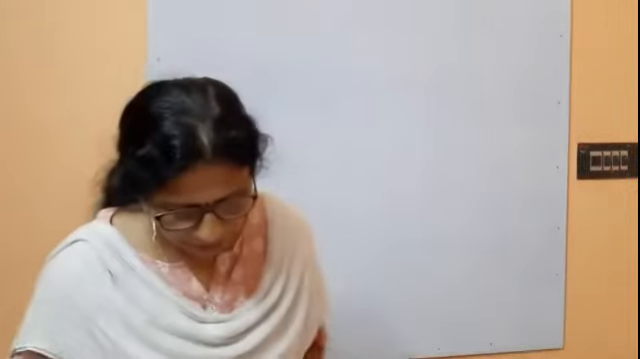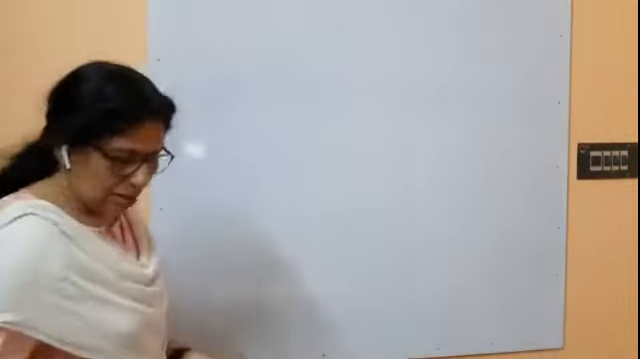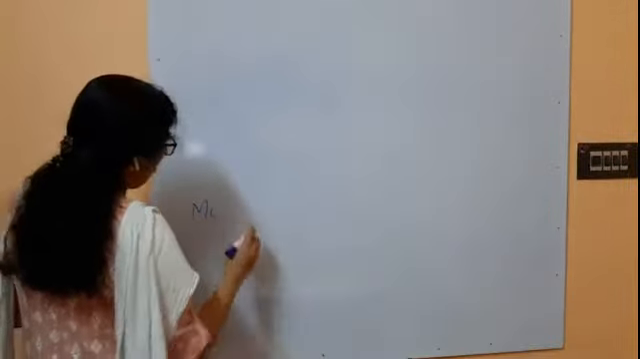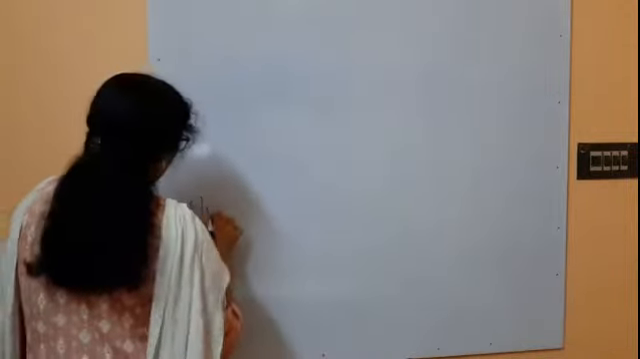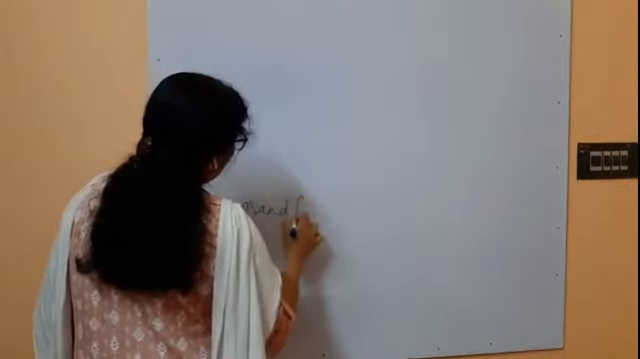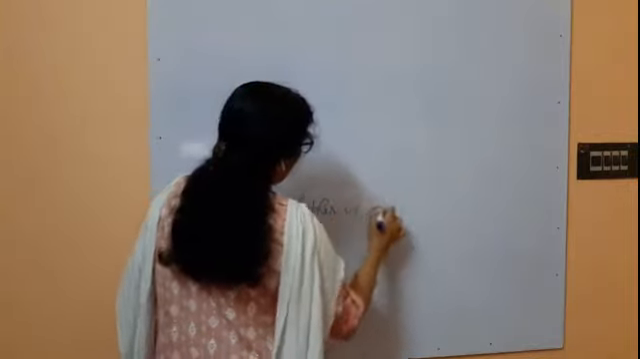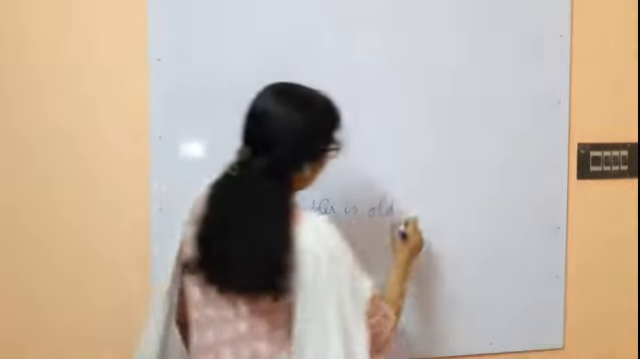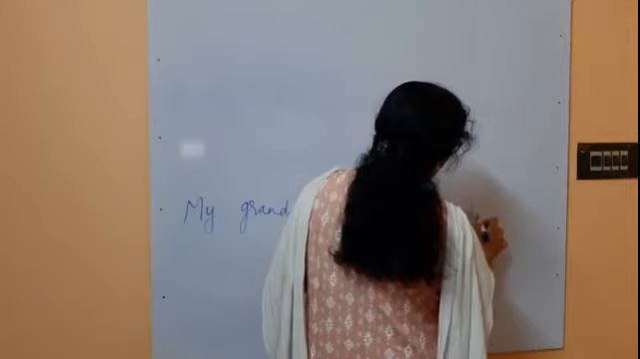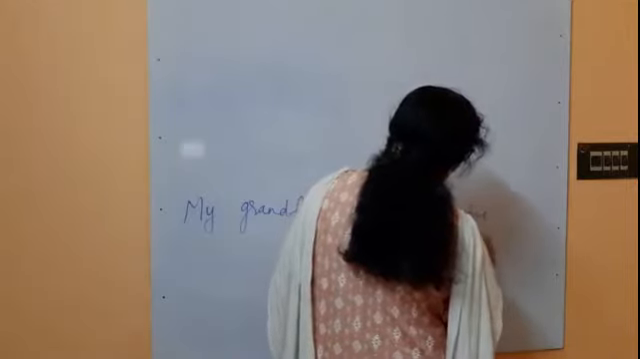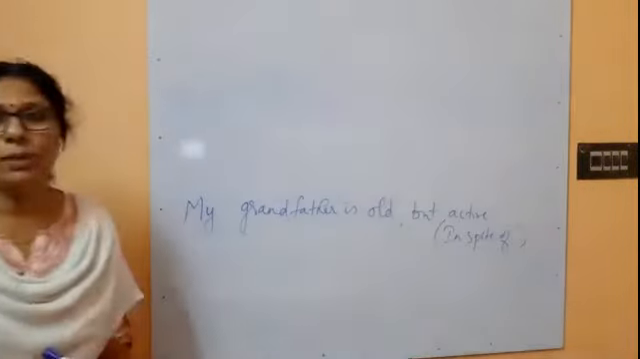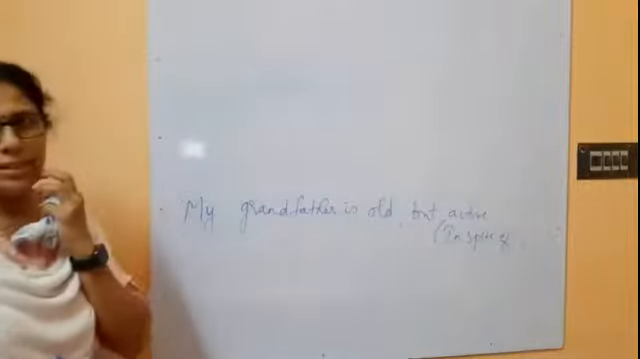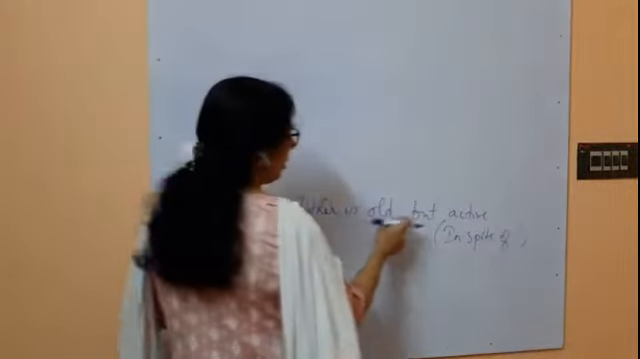Yes, my grandfather is old but active. Okay, and you are asked to begin with "in spite of." Begin with "in spite of." So how will you rewrite the sentence? By using "in spite of." My grandfather is old but active.